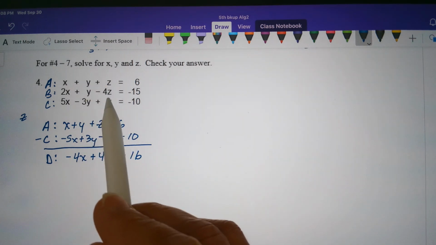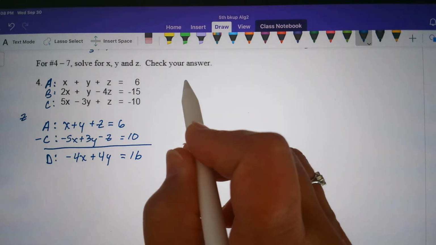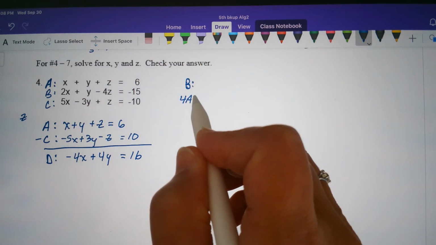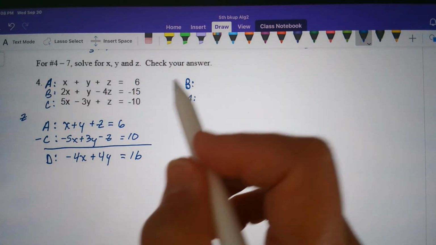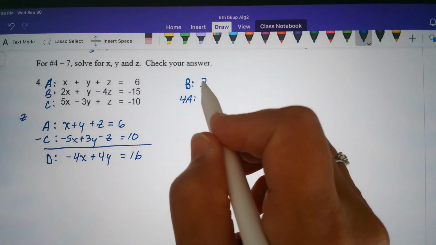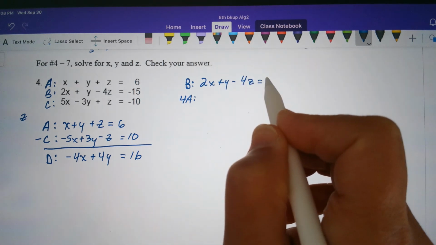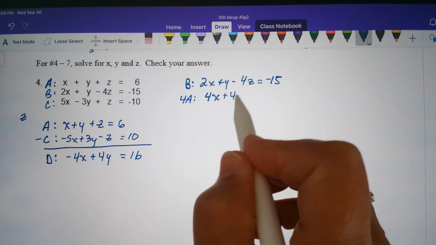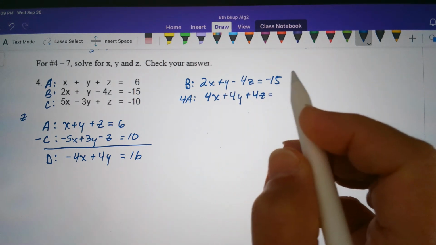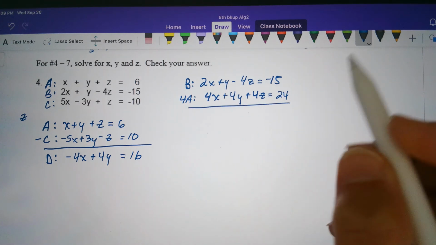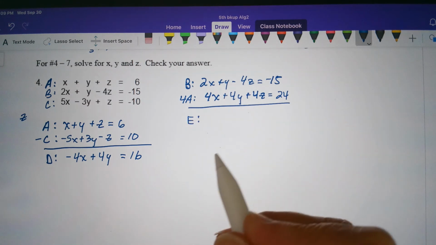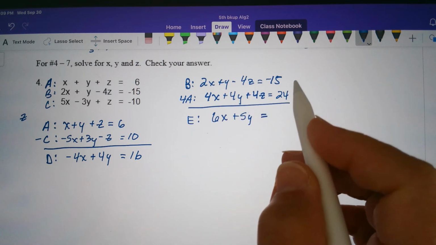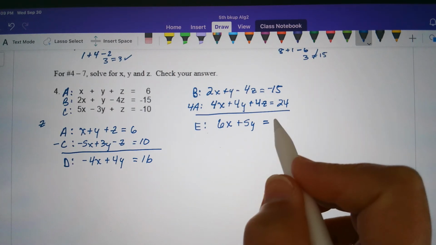So we've used A and C, so now we have to bring in B. So I will go with B, and I'll do 4 times A. So B and 4A. Are there other variations I could do? Yes. So copying down B, I have 2x plus y minus 4z equals negative 15, and 4 times A is going to get us 4x plus 4y plus 4z equals 4 times 6 is 24. Adding these will result in E. 6x plus 5y is equal to 9.